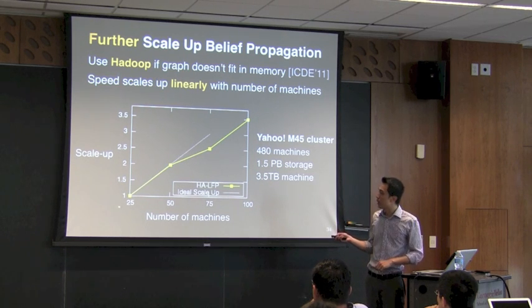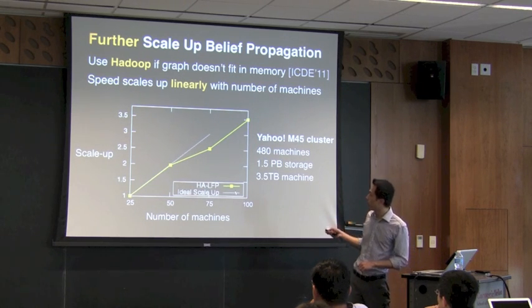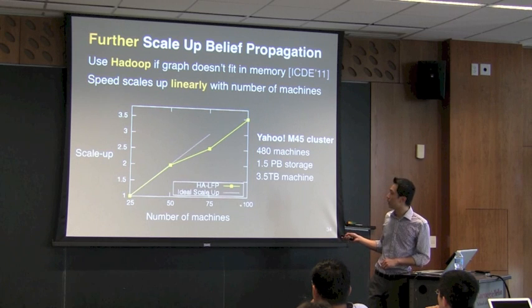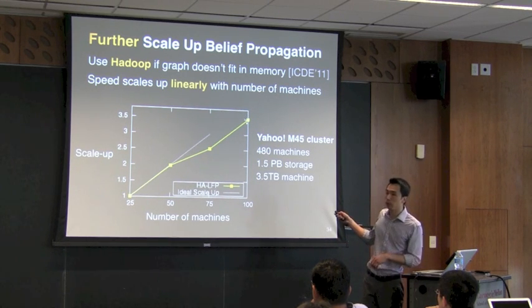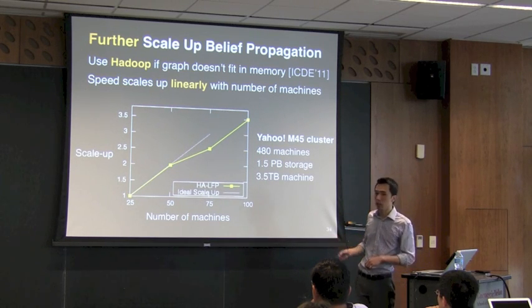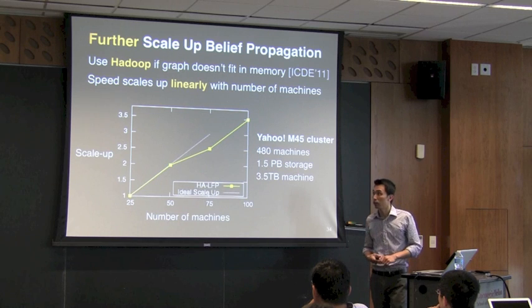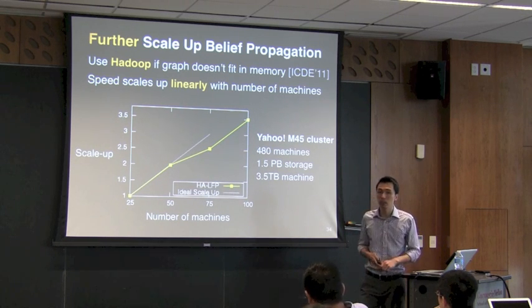The baseline is using 25 machines, and then we use 50, 75, and 100. So it's roughly linear, meaning for 100 machines, the speedup is about 3.5 times compared to when you're using 25 machines. For this experiment, we did it on the Yahoo M45 cluster, which has over 400 machines.